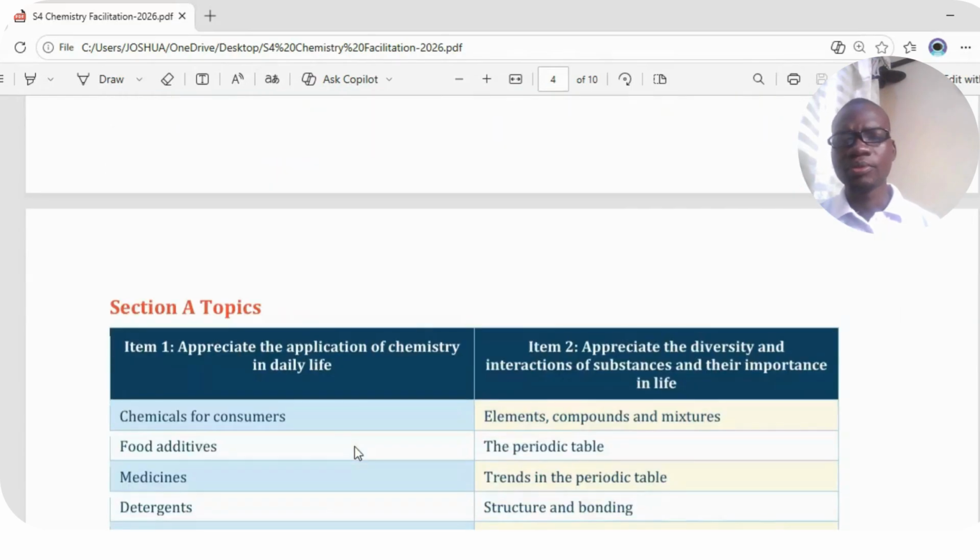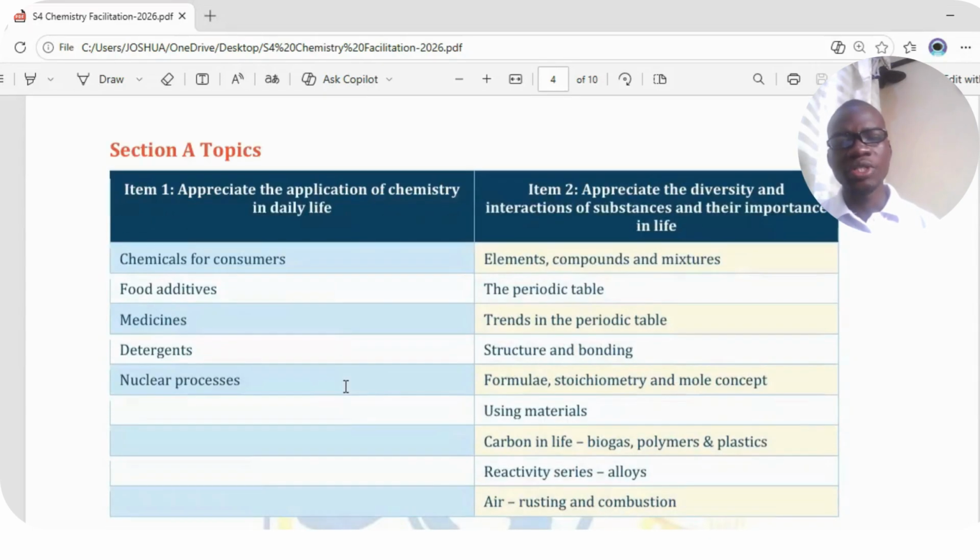Now, section A, item one, we always appreciate the application of chemistry in our daily life, and these are the topics which are set. You need to be ready for this item one. How are you going to be ready? By knowing all these topics. We have chemicals for consumers, we have food additives, we have medicines, we have detergents, and then nuclear process. Those are the topics which are set in item one of section A.